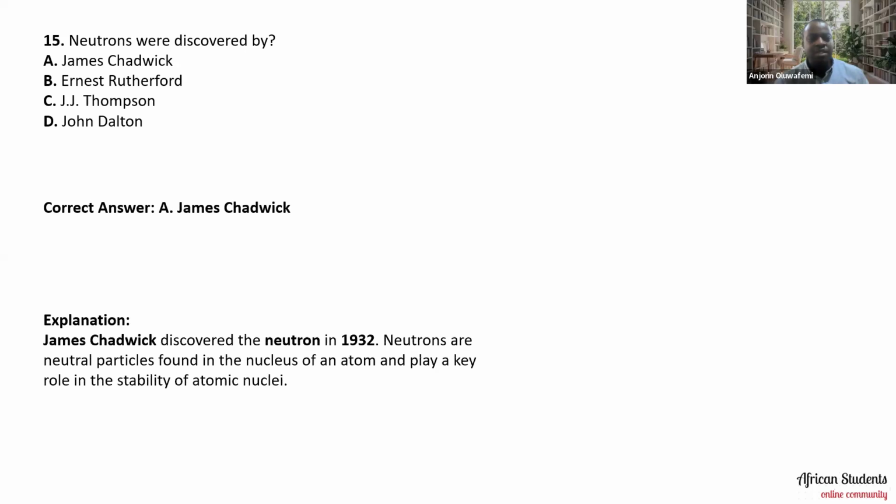Okay. Neutrons were discovered by, is it James Chadwick? Is it Ernest Rutherford? Is it J.J. Thomson or John Dalton? Okay. The answer to this one is A, James Chadwick. And the reason is Chadwick discovered the neutron in 1932. Neutrons are neutral particles found in the nucleus of an atom and play a key role in the stability of atomic nuclei.